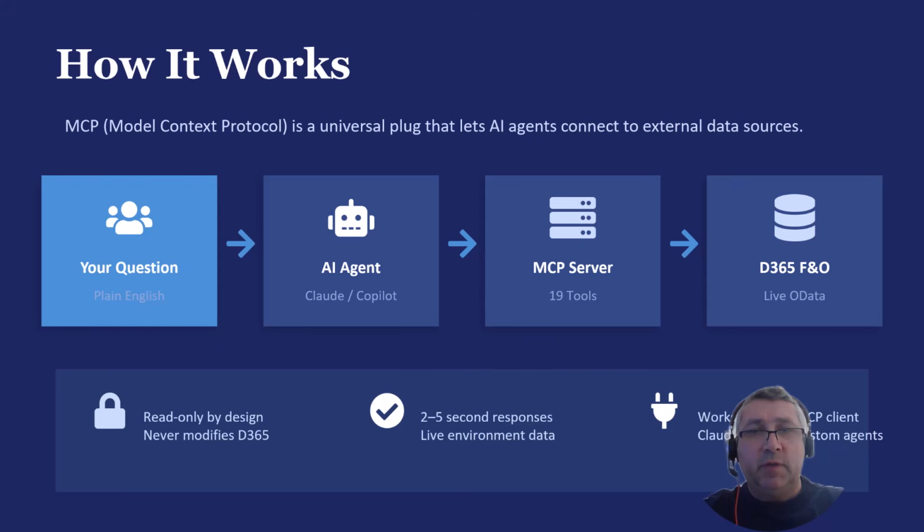A quick word about what MCP is. MCP is the standard Model Context Protocol. Think of it as a universal plug that lets your AI agents connect directly to your data sources. So instead of the agent guessing, querying the web or searching for answers elsewhere, it has direct access to your data and it can give you precise answers.